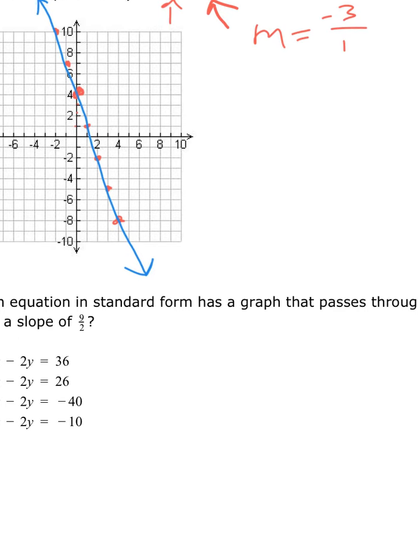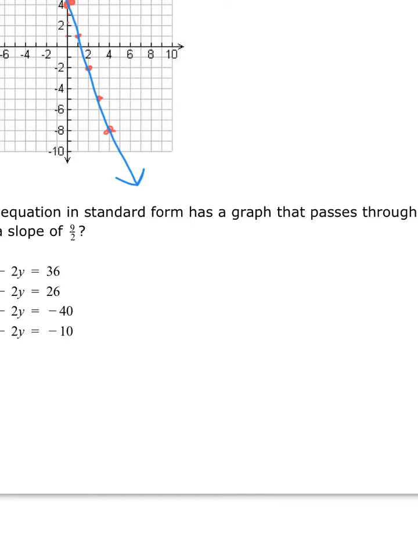Number 3 says, which equation in standard form has a graph that passes through the point -4, 2 and has a slope of 9/2? You can plug X and Y in and see which one's true? Sure, you can do it that way. Why not? I was going to write the equation.